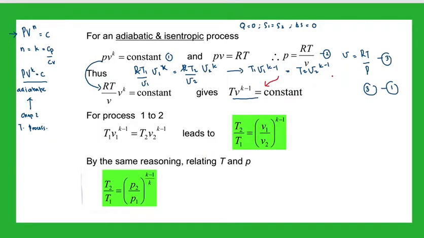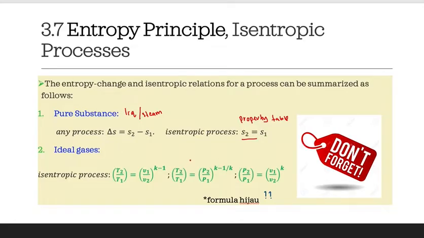Next, if I represent the ideal gas equation as specific volume equal to RT over P, this is equation number 3. I combine equation number 3 with equation number 1 and I will get this formula. I go through the same process and I will get this formula, which is the formula Hijau number 2. If I proceed with the same process, I will get this formula.